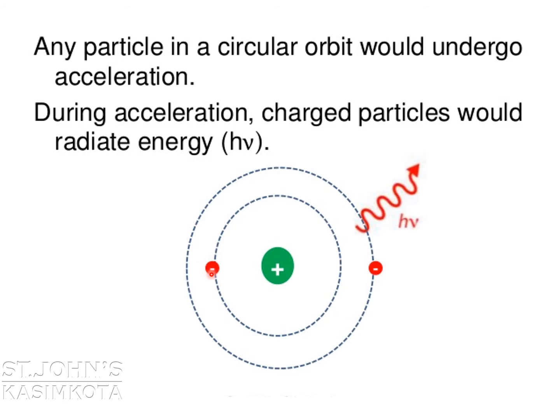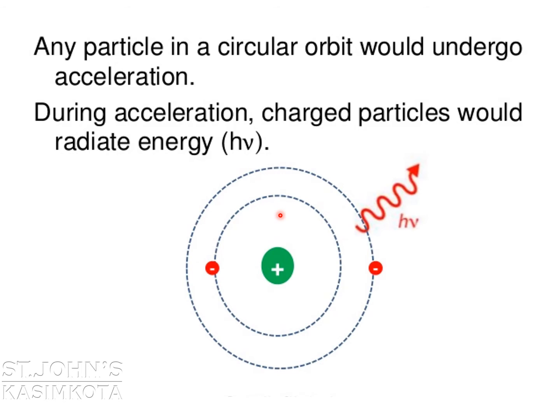Here it is moving around the nucleus, but when it moves forward, what happens? Its direction changes to downwards. So here there is a change in velocity, which implies that its acceleration has changed. So whenever a particle is changing its velocity, it is automatically accelerated. So during acceleration, charged particles would radiate energy.